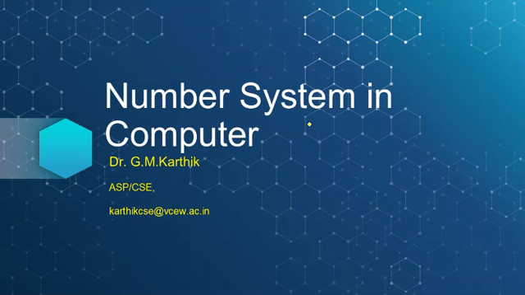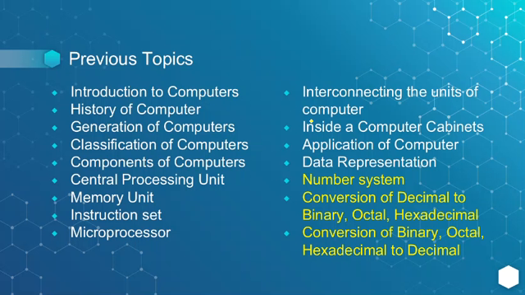So, last class, what you have discussed. We have discussed about number system. We have discussed about the conversion of a decimal number into binary, octal, and hexadecimal, and conversion of binary, octal, and hexadecimal to decimal number system. We have seen both integer, that is non-fractional, and fractional conversions.